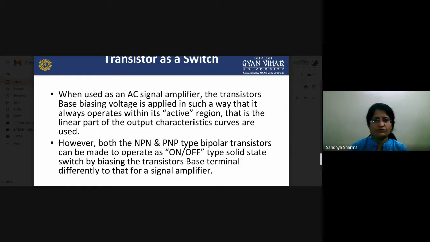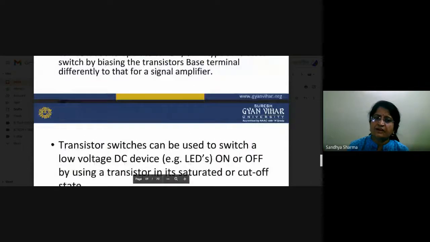But when you want your transistor to work as a switch, you have to operate it in on and off mode. Sometimes the transistor will be on and sometimes it will be off. So there are two regions we use, the saturation region and the cutoff region.